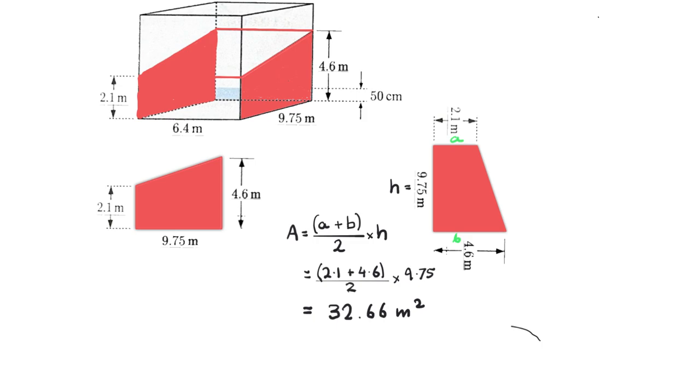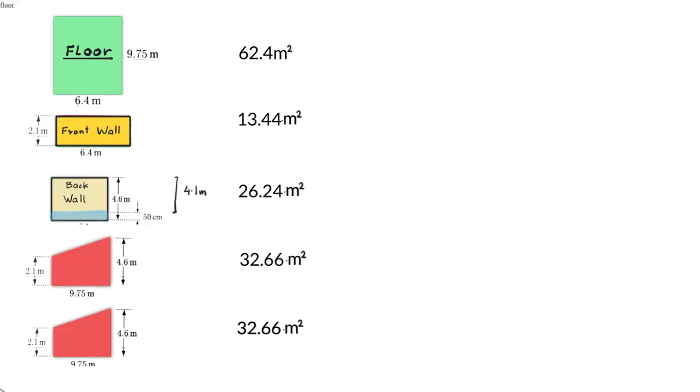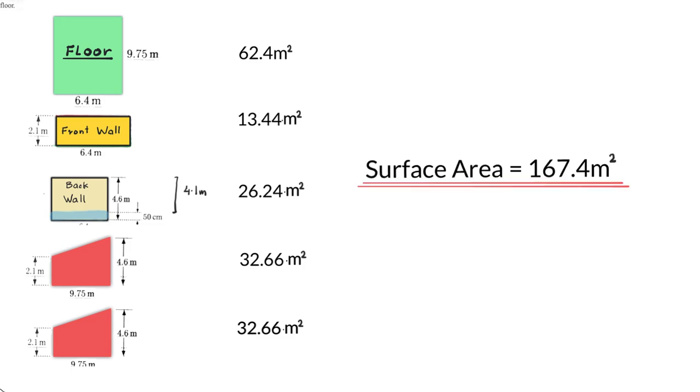Now that we have calculated the floor area and the walls area, remember that we do not need to calculate the ceiling area because that's not the playing area. We will add all these areas together. Rewriting them once again, the floor area, the front wall, the back wall, and the two side walls together, we will add them up and get a total surface area of 167.4 square meters.